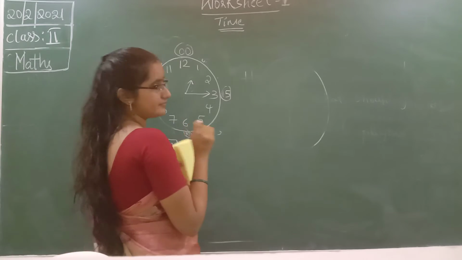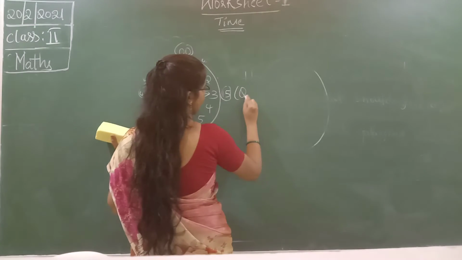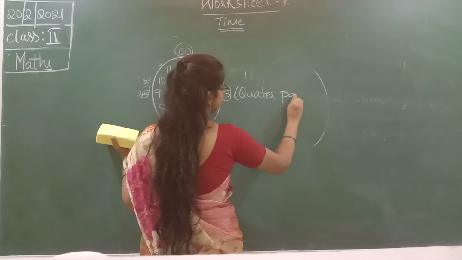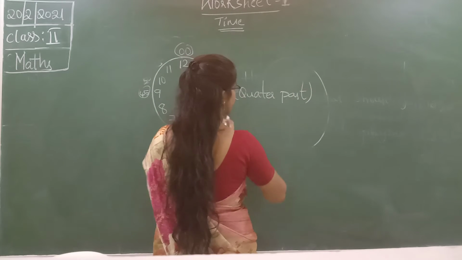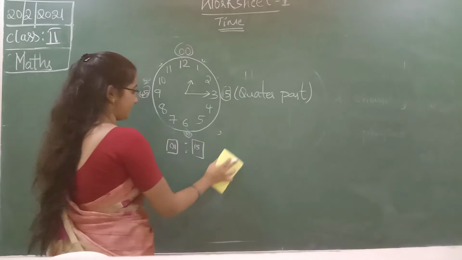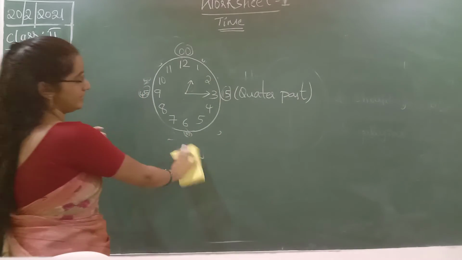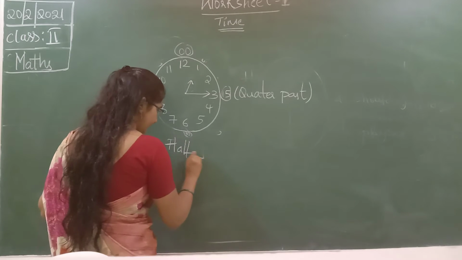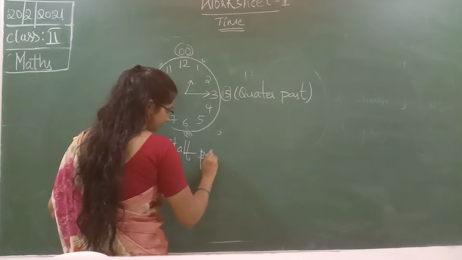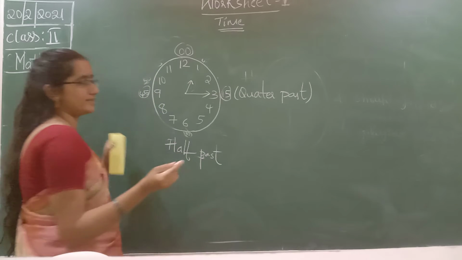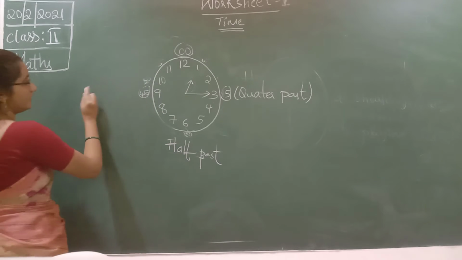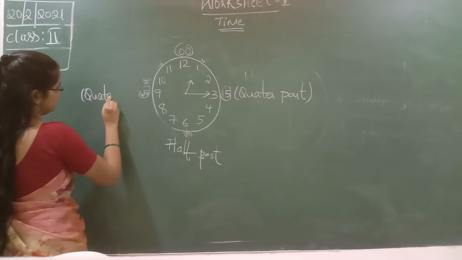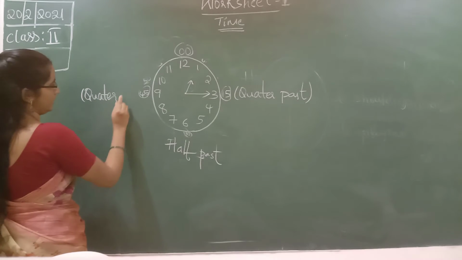In words we call this quarter past. If the minute hand is here, we call it quarter past. If the minute hand is at 30, we call it half past. If the minute hand is at 45, we call it quarter to.